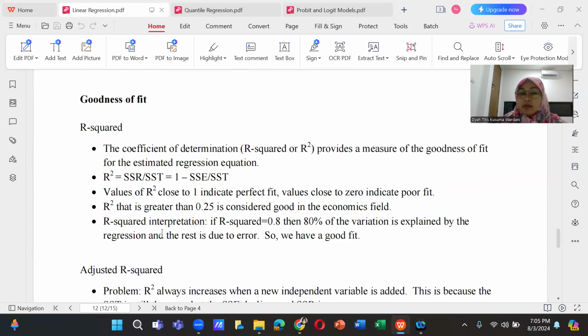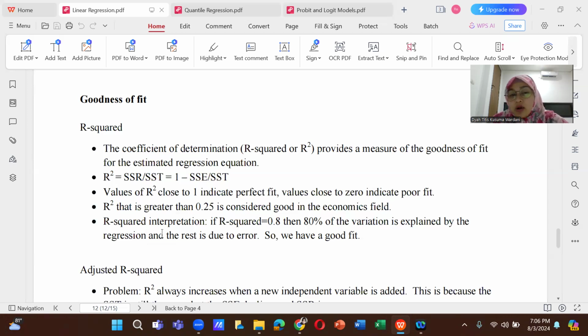Okay, and we'll move to the goodness of fit or R square. Here is the parameter that presents the goodness of fit for the estimated regression equation. It means that if R square is high, the independent variable could explain the dependent variable. The coefficient of determination or R square provides a measure of goodness of fit for the estimated regression equation.